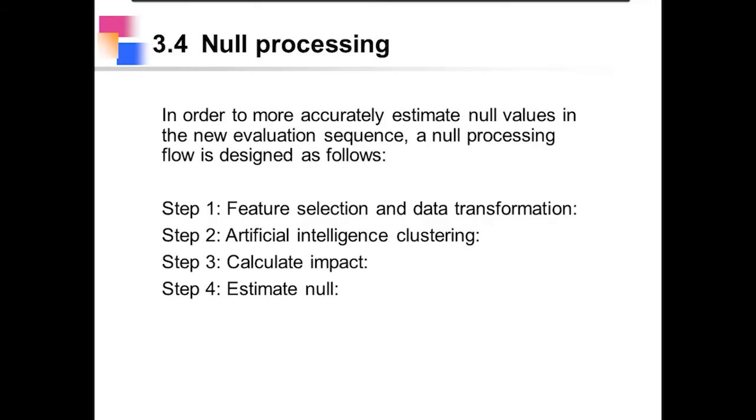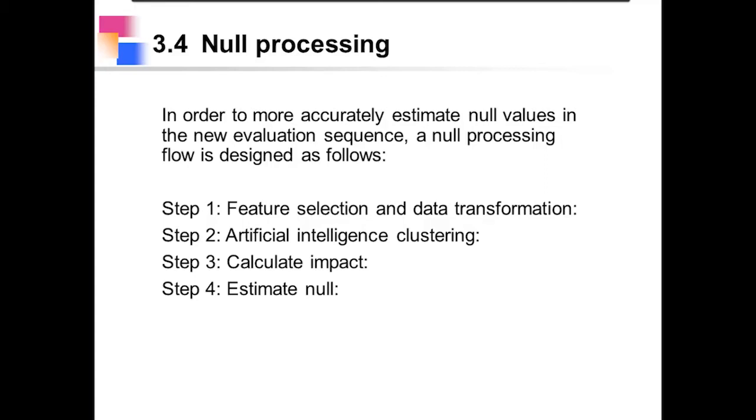Fourth, null value processing. In order to more accurately estimate null values in the new evaluation sequence, a null value processing flow is designed as follows. Step 1, feature selection and data transformation. In this feature selection, an attribute reduction algorithm based on rough set is used to reduce the original data table and get the key attribute set after reduction.